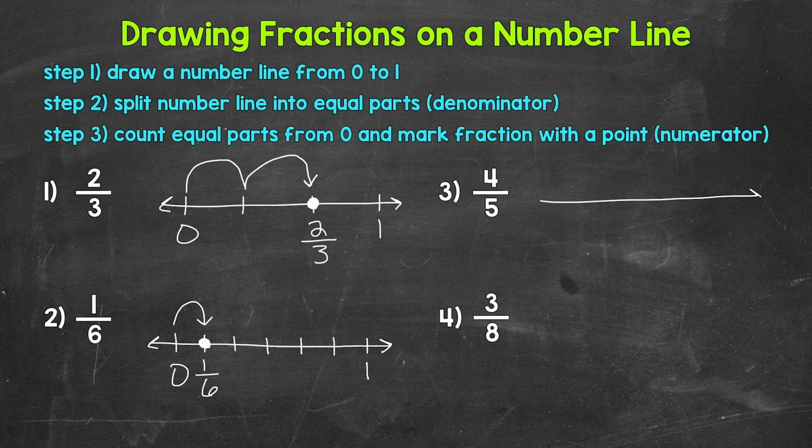First, we need our number line from 0 to 1. Next, we need to split the number line into equal parts. Our denominator is 5, so we need 5 in total. 1, 2, 3, 4, and 5 equal parts. So fifths. The distance between 0 and 1 is now divided into 5 equal parts, so we need to count and go over 4. That's our numerator, so go over 4 out of the 5 equal parts. So 1, 2, 3, 4.